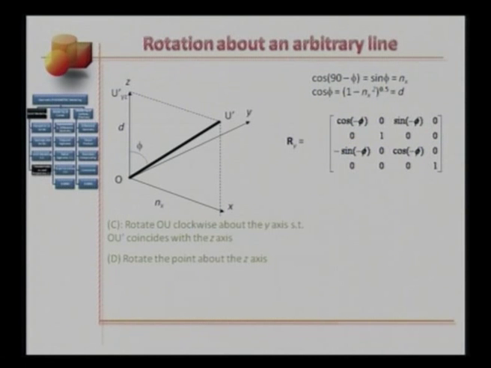Once we have the line coinciding with the z-axis, all we need to do is perform the requisite rotation about the z-axis by, let's say, a desired angle alpha. We know the rotation matrix for that. Rz is cosine of alpha, minus sine of alpha, 0, 0; sine of alpha, cosine of alpha, 0, 0; 0, 0, 1, 0; and 0, 0, 0, 1.